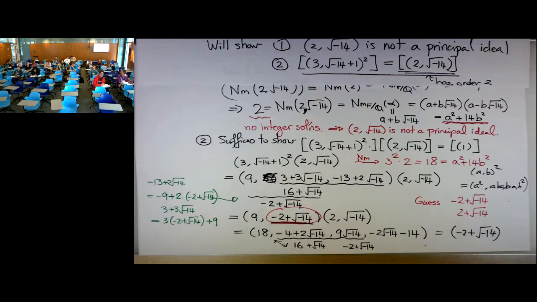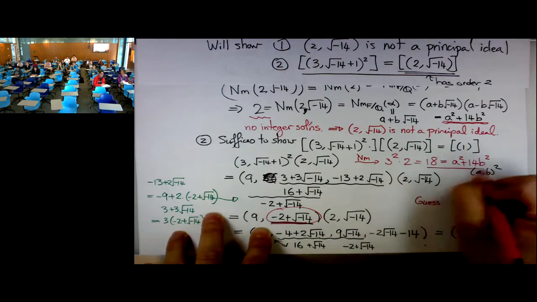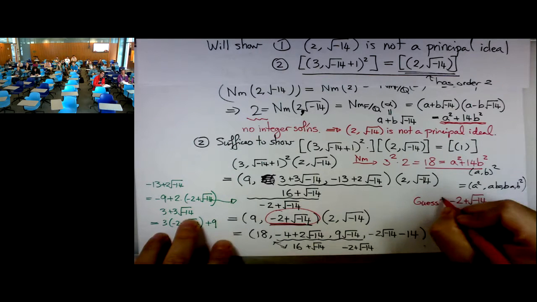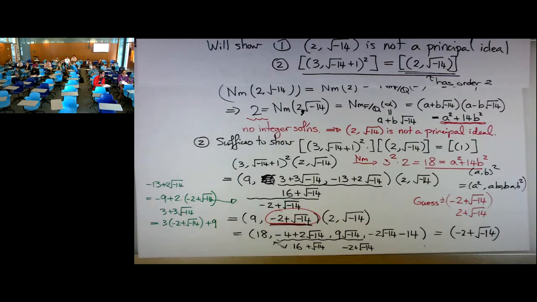Yes? How did you make that guess? What guess? When you said it's either... I mean, solve this: 18 equals a squared plus 14b squared. Think about it. B can't be 0, and b can't be too large. The best is b equals 1. If b is 2, that will be at least 450-something. Too large. So b has to be plus minus 1. So a, in that case, is just plus minus 2. The sign doesn't really matter. You can have plus minus, and for ideal generation, it'll be the same thing. So these are probably something you're going to end up with. Okay? It's a bit computational.